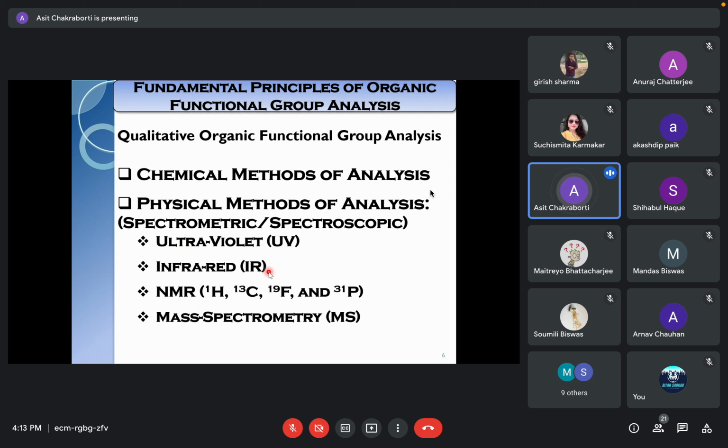When we go to the qualitative organic functional group analysis, any qualitative thing will be very easy to do. It should be as much as possible something you can demonstrate, and they are all called visual change. Visual change can be evolution of a gas, visual change can be a change in color, and visual change can also be a solid precipitate. So these are the three major things.